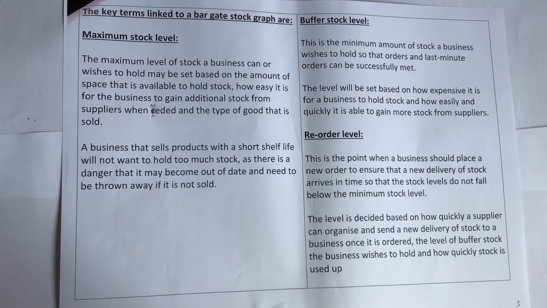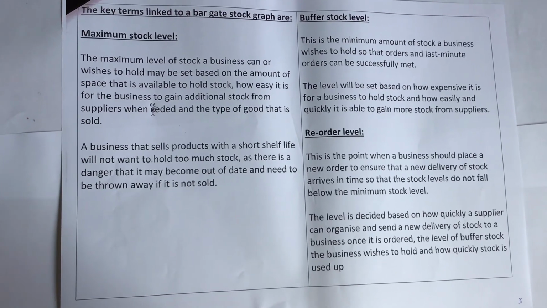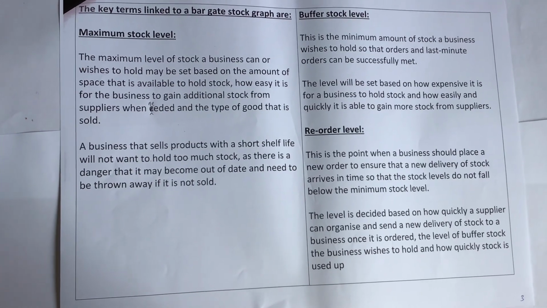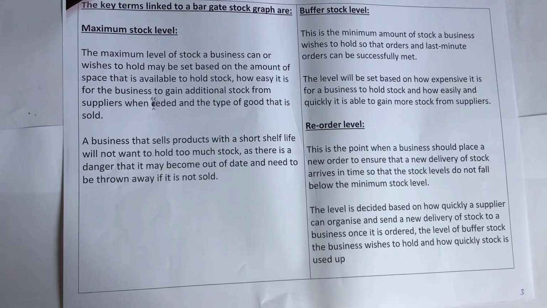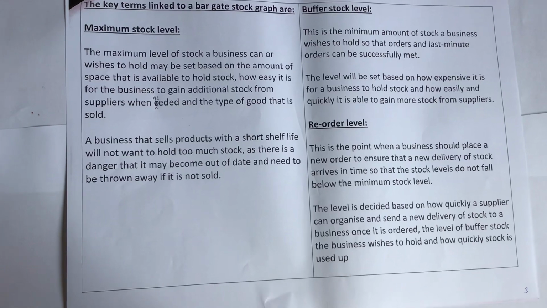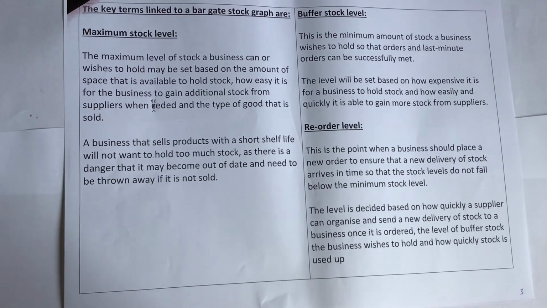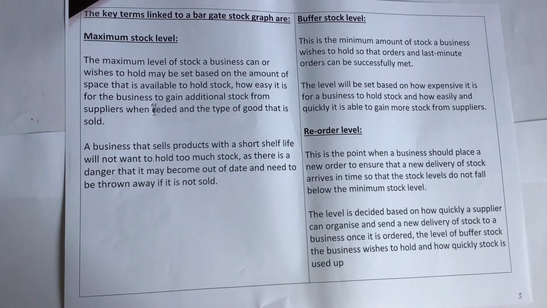So key terms linked to a bar gate stock graph. Maximum stock level is what a business can or wishes to hold, may be set based on the amount of space that is available to hold stock, how easy it is for the business to gain additional stock from suppliers when needed, and the type of good that is sold.